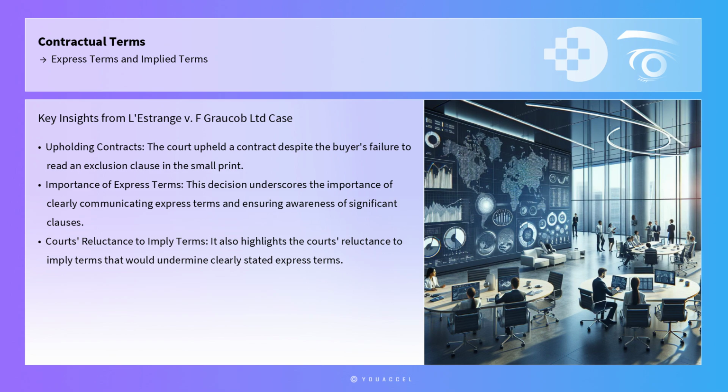Another illustrative example is the case of Lestrange v. F. Graucob Ltd., where the court upheld a contract despite the buyer's failure to read an exclusion clause in the small print. This decision underscores the importance of clearly communicating express terms and ensuring that parties are aware of significant clauses, particularly those that limit liability or impose onerous obligations. It also highlights the court's reluctance to imply terms that would undermine clearly stated express terms.